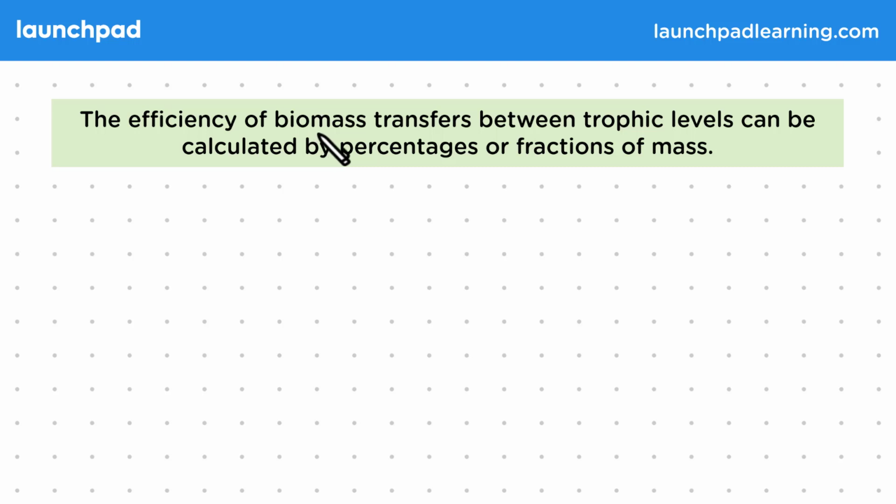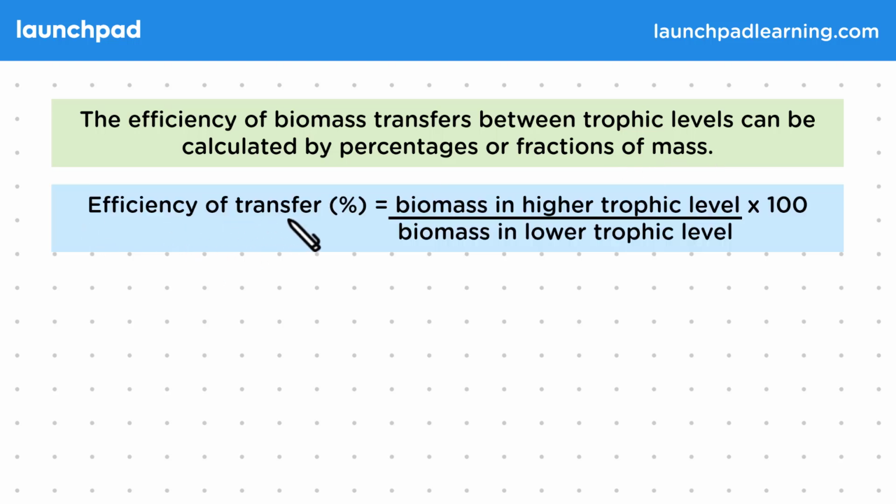The efficiency of biomass transfers between trophic levels can be calculated by percentages or fractions of mass. So the efficiency of transfer as a percentage is equal to the biomass in a higher trophic level divided by the biomass in a lower trophic level multiplied by 100.